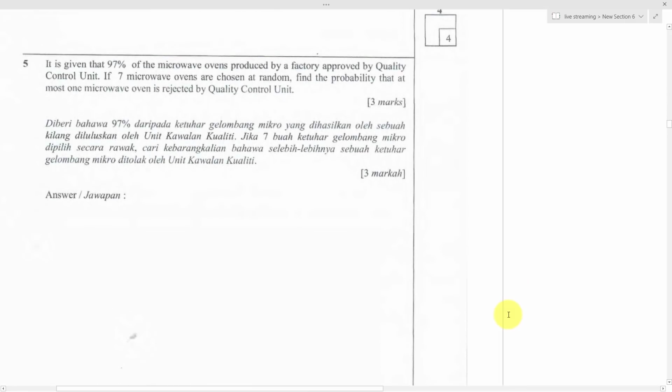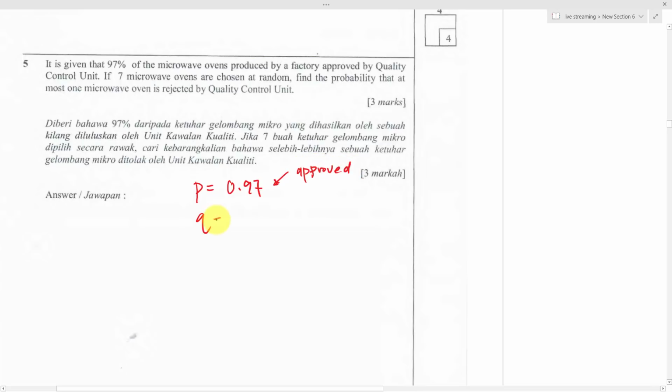Okay, number 5 here. Given that 97% of the microwave ovens produced by a factory are approved by the quality control unit, if 7 microwave ovens are chosen at random, find the probability that at most 1 microwave oven is rejected by the quality control unit. So over here, what I understand is that my p is 97%. 97% is 97 over 100, so it's 0.97. This p over here is basically the approved probability.